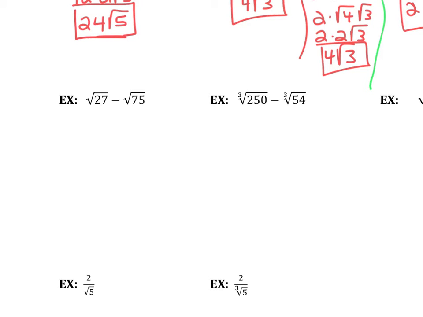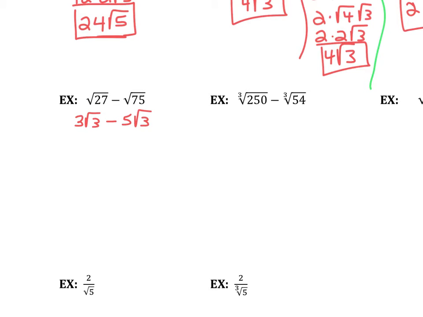So what we want to do first is simplify each one of these radicals individually, and then we'll see if we can do our subtracting. Same process would be followed if we were adding radicals here as opposed to subtracting them. All right, so if we simplify the square root of 27, that will be 3 root 3. If we simplify the square root of 75, that would be 5 root 3.